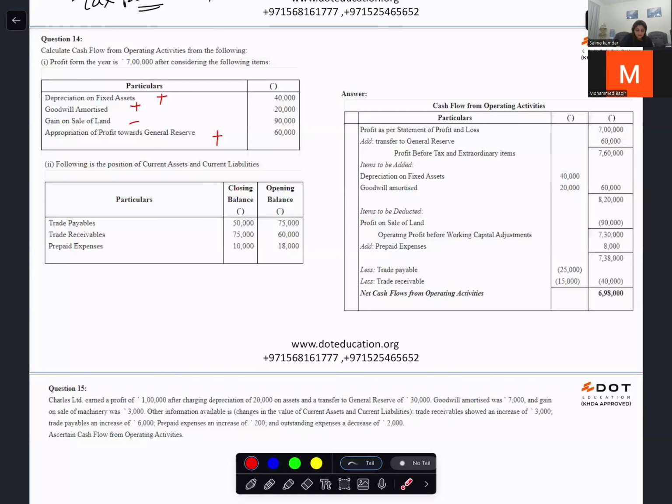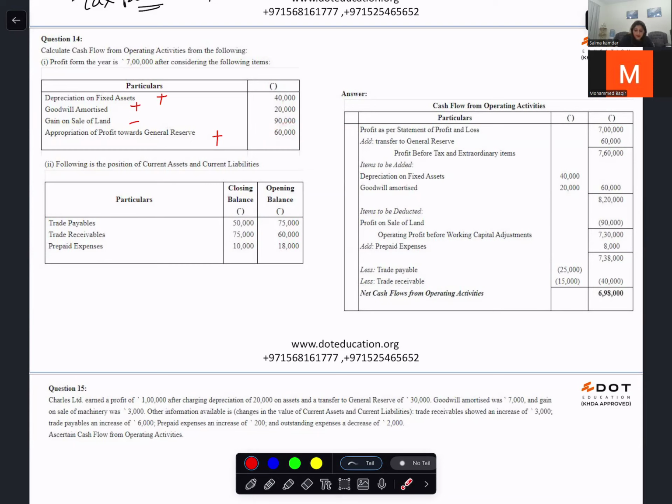After considering the following terms. It is given that profit for the year is 7 lakh. So basically, profit as per statement of profit and loss is 7 lakh. And then we will add transfer to general reserve. What is the general reserve? 60,000. Okay.